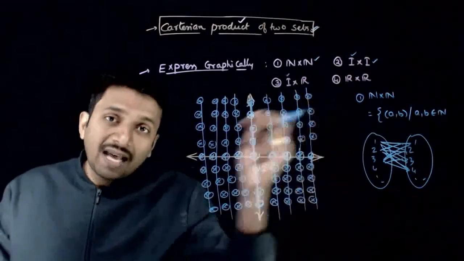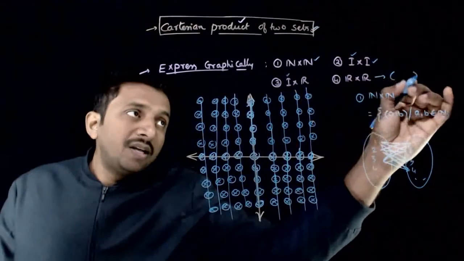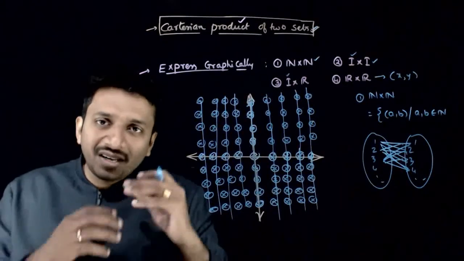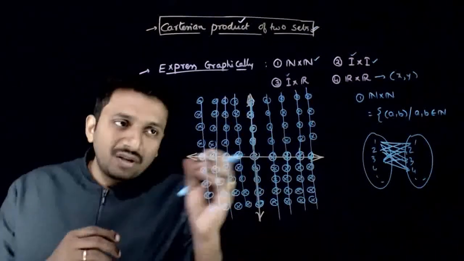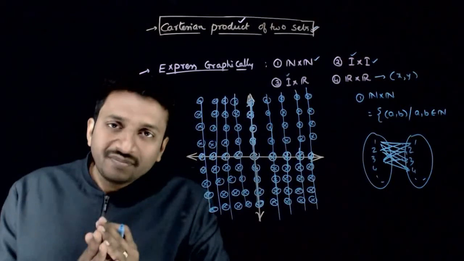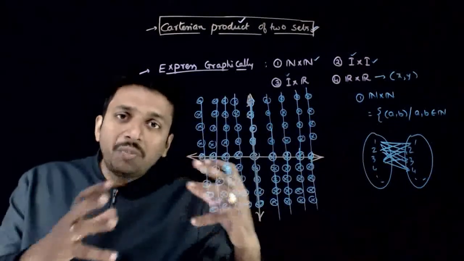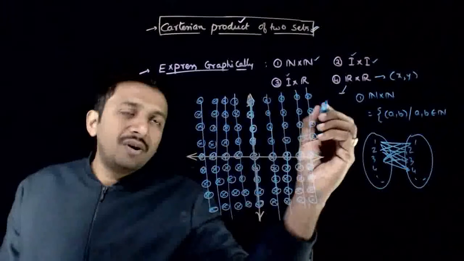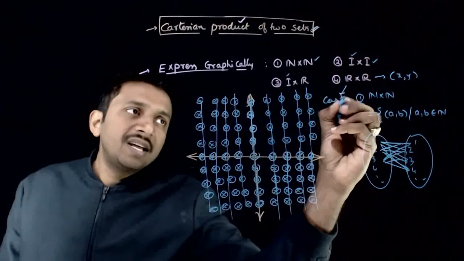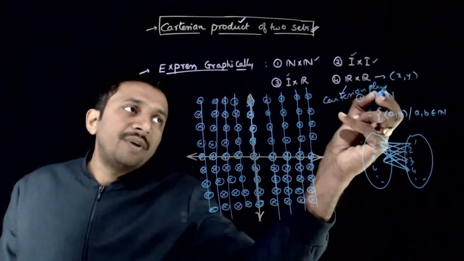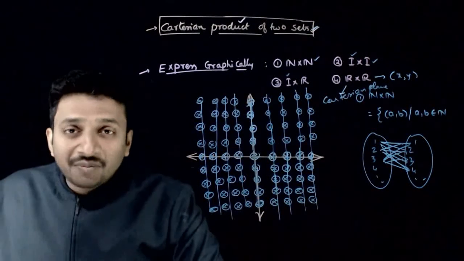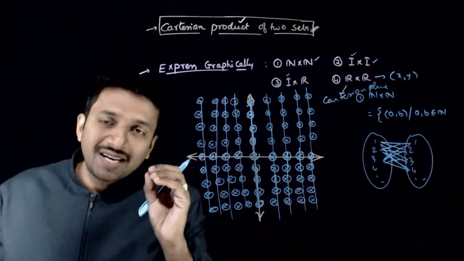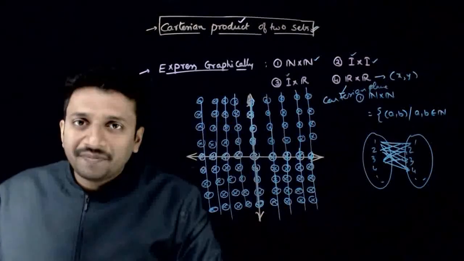And if you want R cross R, that means you want the points such that the first coordinate is a real number and the second coordinate is a real number. There is no limit. It need not be any particular number. So if x is real and y is real, then you get all the points in the coordinate plane. So R cross R represents all the points in the coordinate plane. R cross R represents the Cartesian plane. From now on, instead of saying Cartesian plane, I can also represent the Cartesian plane as R cross R. So you should understand that R cross R represents the Cartesian plane. Thank you.